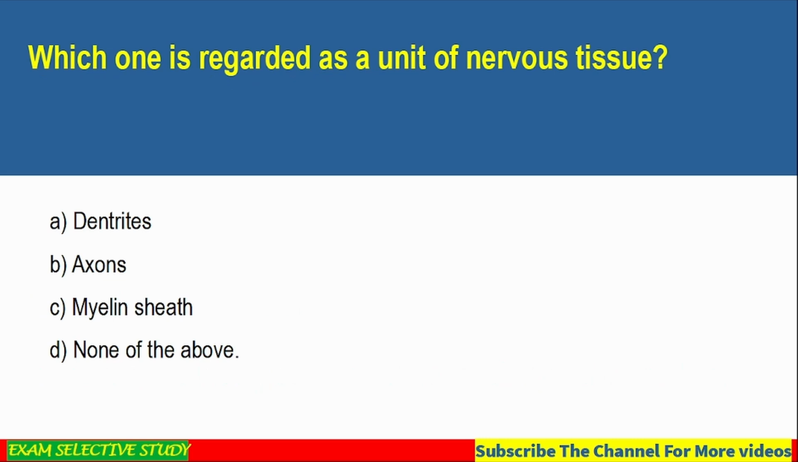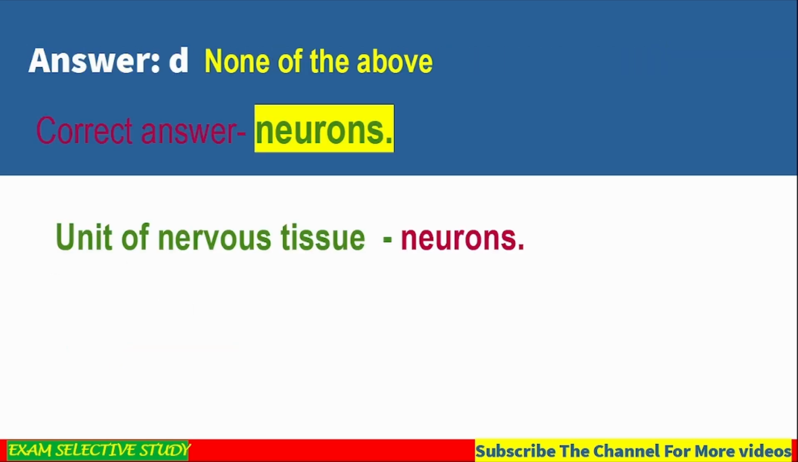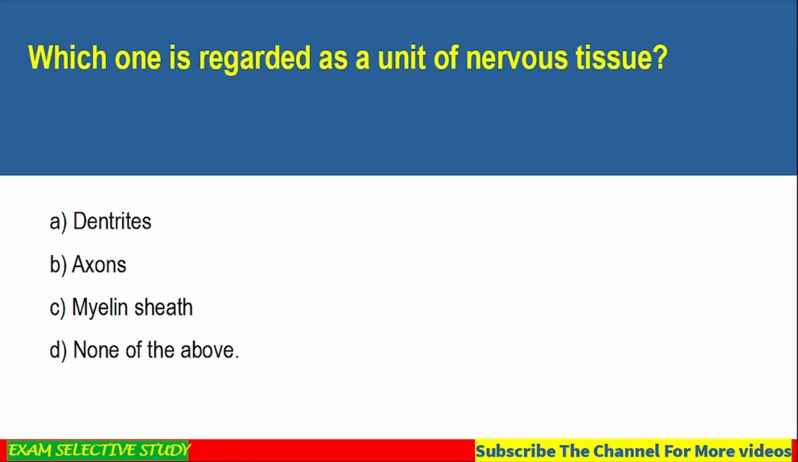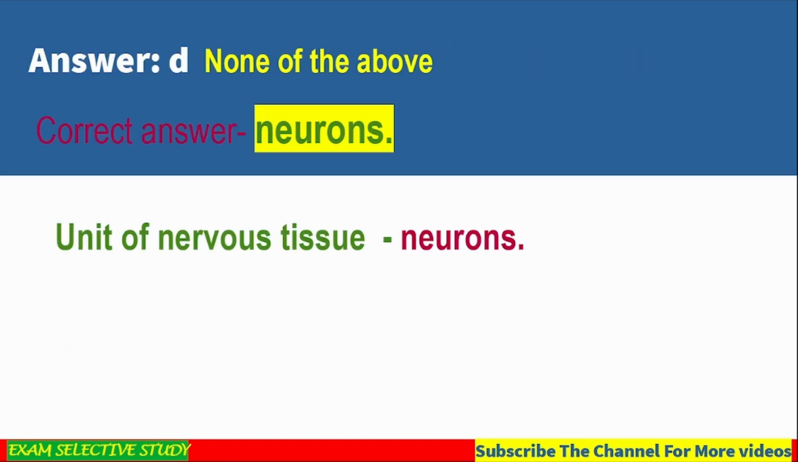Which one is regarded as a unit of nervous tissue? Options: dendrites, axons, myelin sheath, none of the above. Answer: none of the above. The correct answer is neurons. Neurons option is not there, that is why none of the above is the answer. Unit of nervous tissue: neuron.